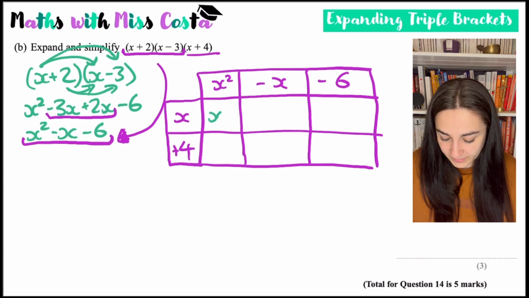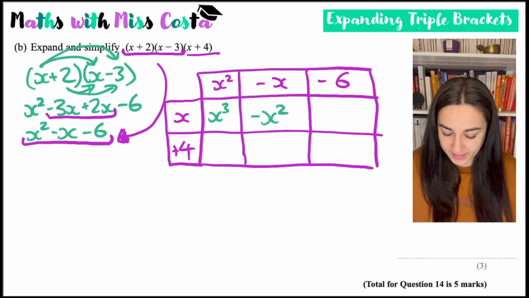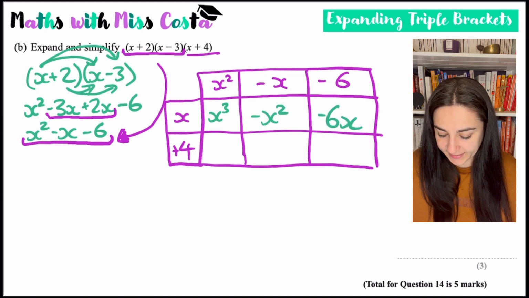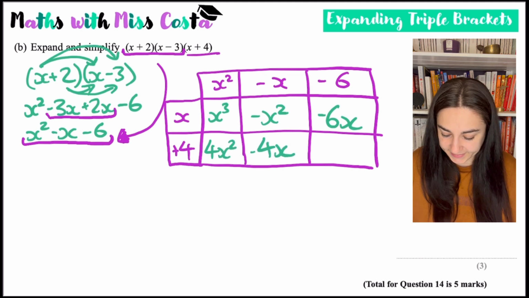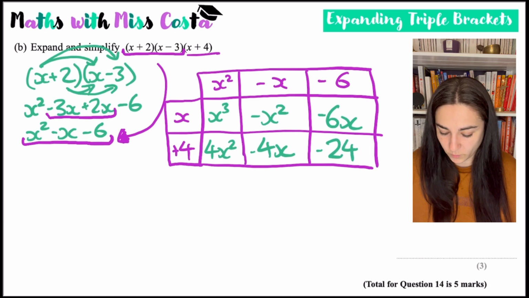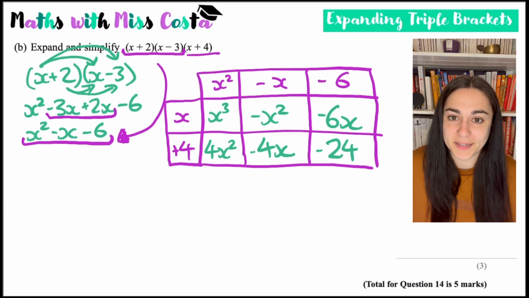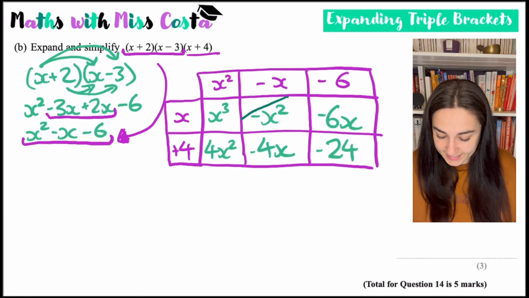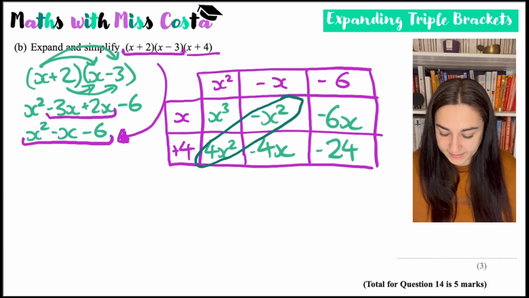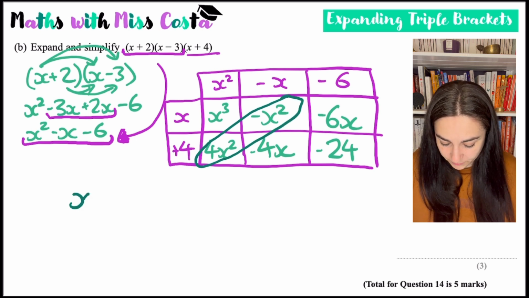And now all we need to do is multiply it in the little grid. So x times x is x cubed, minus x times x is minus x squared, x times minus 6 is minus 6x, x squared times 4 is 4x squared, minus x times 4 is minus 4x, and minus 6 times 4 is minus 24. Okay, so you've got all of your terms, and the cool thing about the grid method is that your diagonals are always going to simplify. So you can write it all out.